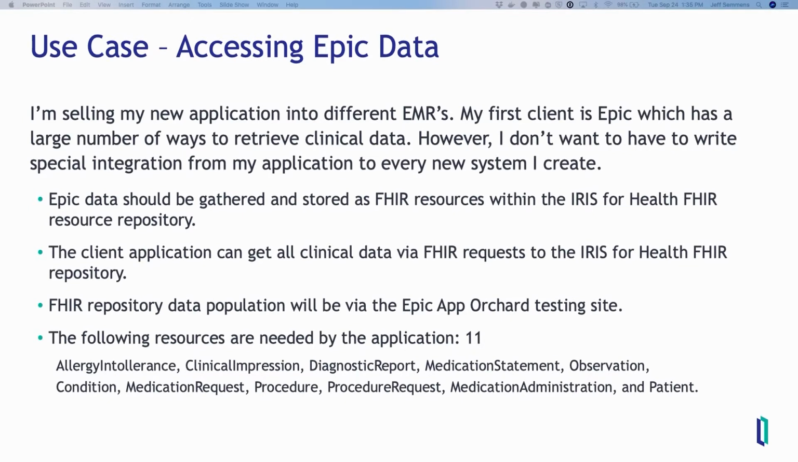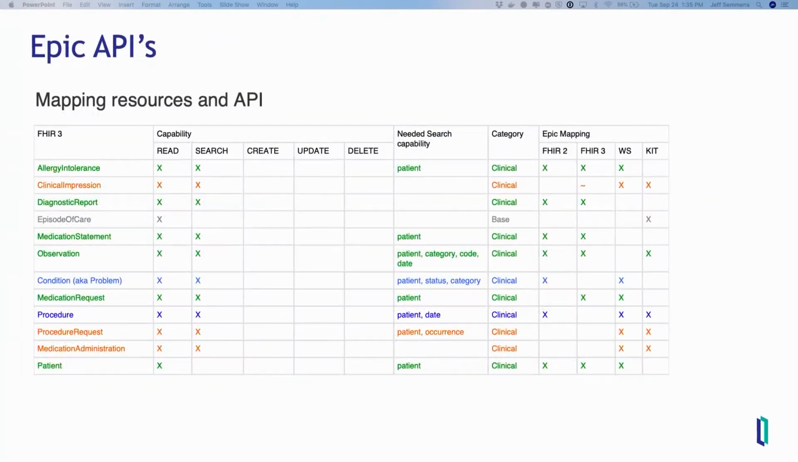And then the customer said that really what we're looking for as far as FHIR resources are these 11 FHIR resources. You know, patient, allergy intolerance, clinical impression, so forth and so on. We need to populate those. There's already a lot of mechanisms within IRIS for Health to handle that, and I took advantage of those. But the next thing we had to do was really look at, okay, how can Epic give me that data? So we came up with a little spreadsheet.